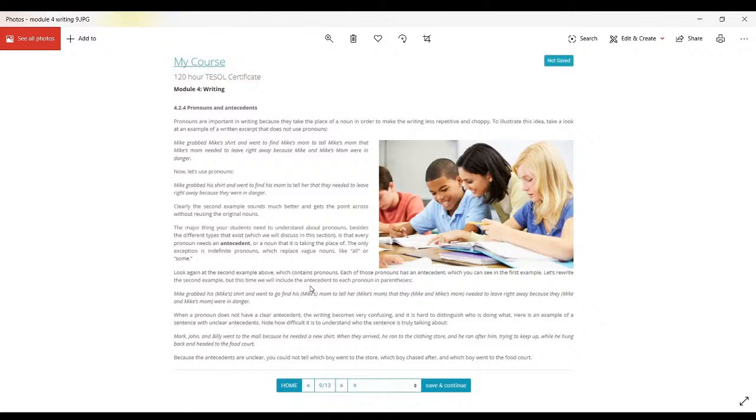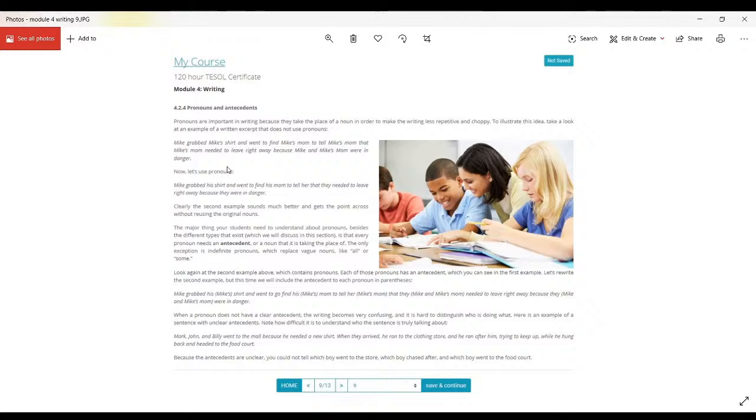Next is 4.2.4, pronouns and antecedents. Okay, so we'll see here why is this important in writing. Okay, let's see the example here. Mike grabbed Mike's shirt and went to find Mike's mom to tell Mike's mom that Mike's mom needed to leave right away because Mike and Mike's mom were in danger.